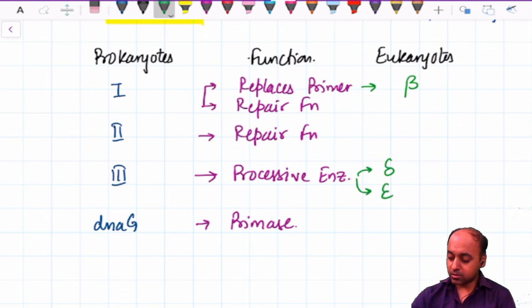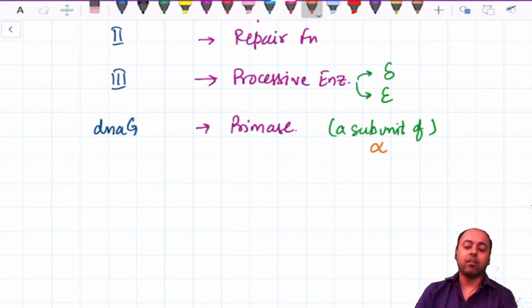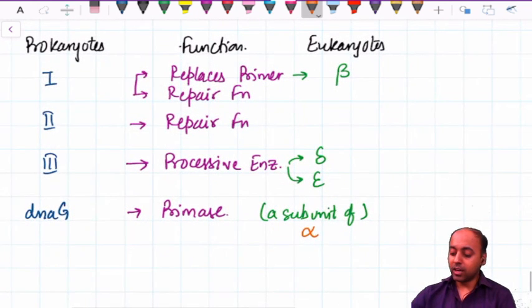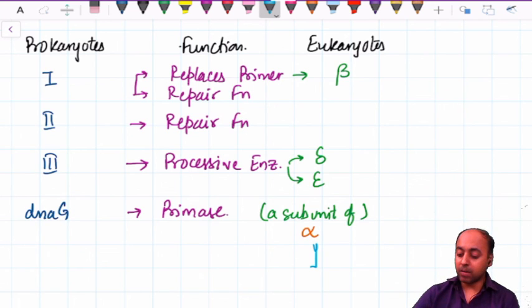The primase is a subunit of, means it is not an independent protein, it is a subunit of polymerase alpha. So what you will note, I have mentioned alpha, beta, delta, epsilon, but I have not mentioned gamma. I have not mentioned gamma because gamma is not present in the prokaryotes.